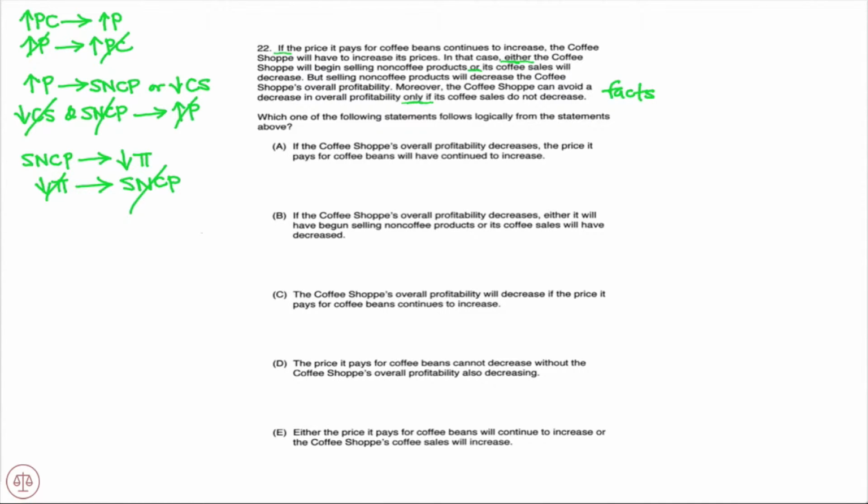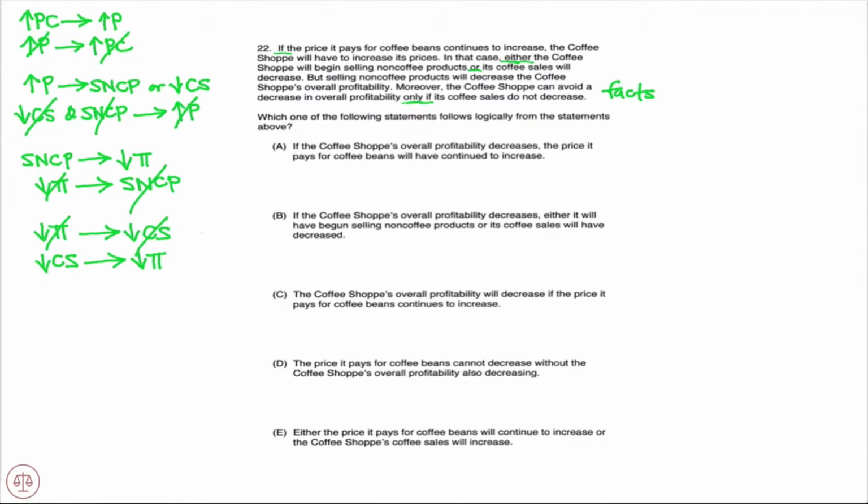And then the last sentence, moreover, the coffee shop can avoid a decrease in profitability only if its coffee sales do not decrease. Only if introduces necessary. So coffee sales do not decrease. It would avoid a decrease in profitability. So its profitability would not decrease. Contrapositive, if we do see a drop in coffee sales, then the profitability does decrease.